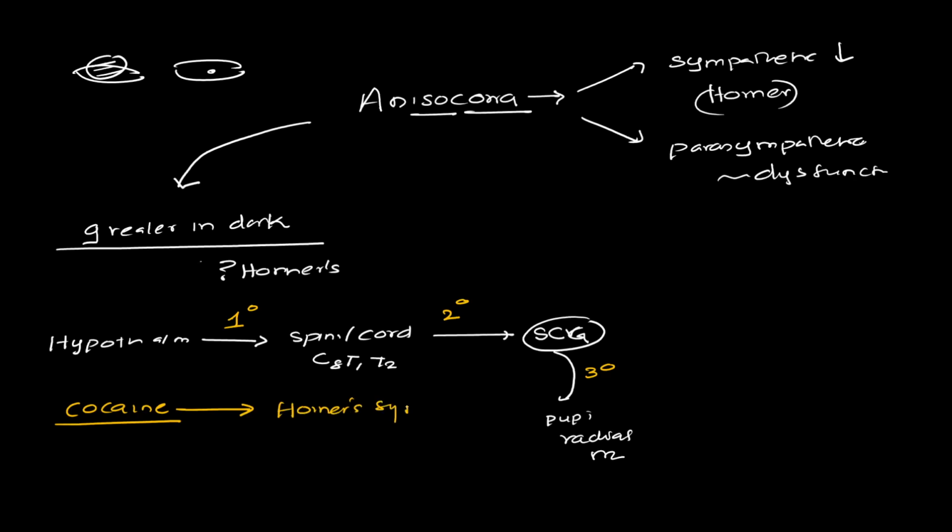But the problem lies where the problem is. So there are three orders of neuron. You could have a malfunction in either of these. So what you have to do is use another sympathomimetic as well, called hydroxyamphetamine.